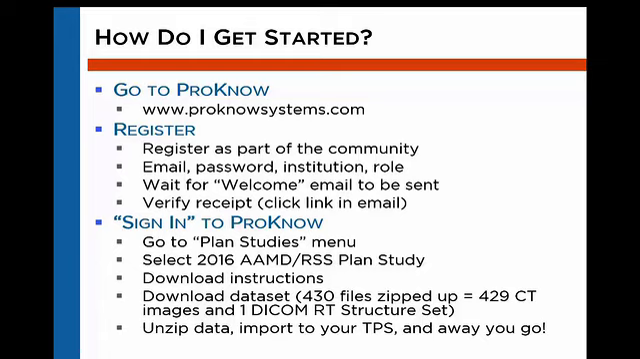So you can log in, sign in, go to the Plan Studies menu, go to the particular plan study, in this case the 2016 AAMD RSS plan study, download the instructions, download the data set. In this case, it's a pretty big data set. We've got 429 CT images and one DICOM RT structure set. So it's a pretty big zip. It might take a little bit to download, so just wait for it. Once it downloads, you unzip the data. That will be then your source DICOM that you can import to your planning system, and away you go.